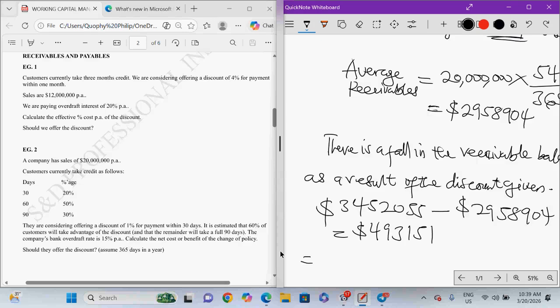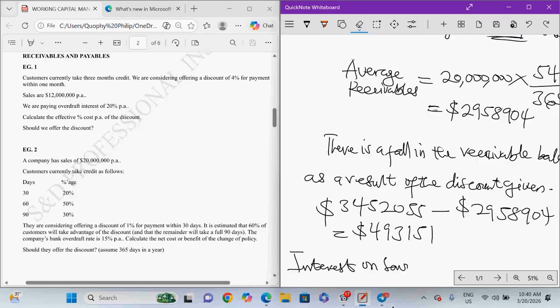Now let's compute the interest on the savings. What will be the interest on these savings? That interest on this saving is a benefit to us. So, interest on savings.